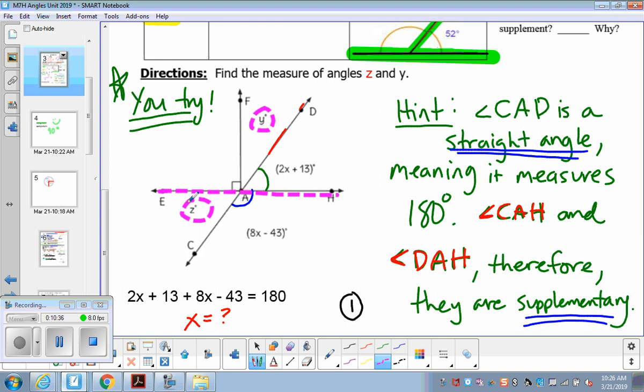Remember, we are going to be going over these as a class once everybody's had a chance to watch the video, but I really want you to try right now on your own to find the measure of angle y and the measure of angle z before you move on to any other angle vocabulary, okay?